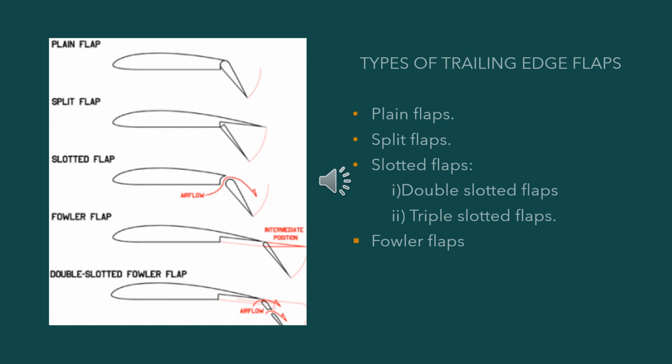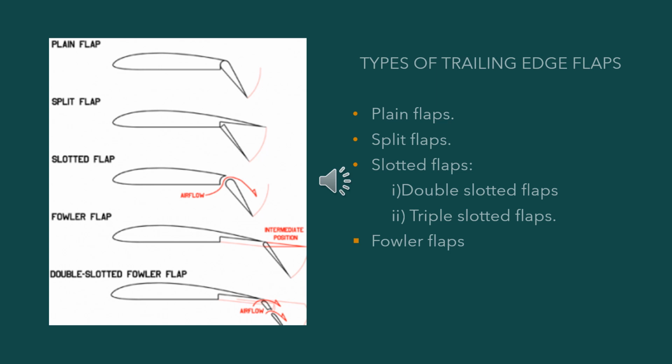Next is split flaps, which deflect from the lower surface of the wing. Split flaps produce slightly more lift than plain flaps, but like their plain counterparts, they also produce a lot of drag.